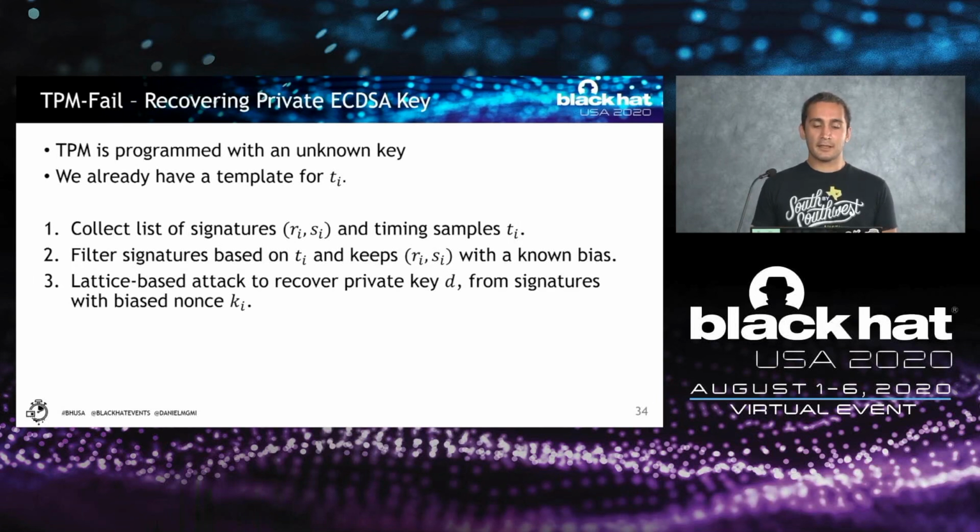Assuming that the TPM is programmed with an unknown private key, we collect a list of signatures using this TPM device, together with their timing. We use the timing to filter the signatures into a group that has some bias. For instance, we know that all the signatures generated in less than X cycles are supposed to be, say, 8 bits short. When we have those biases, we can use a lattice-based attack to recover the private key.